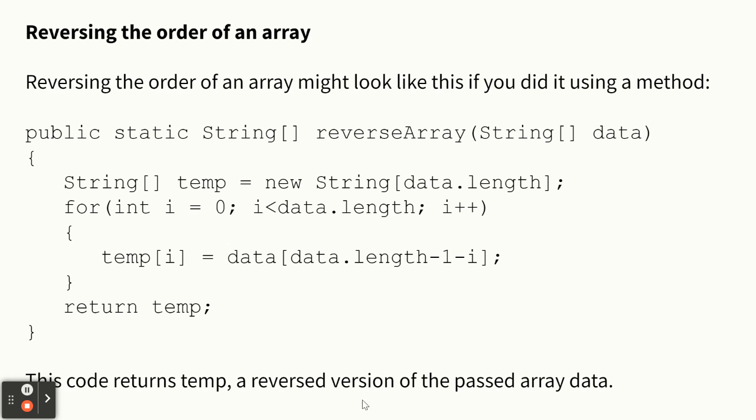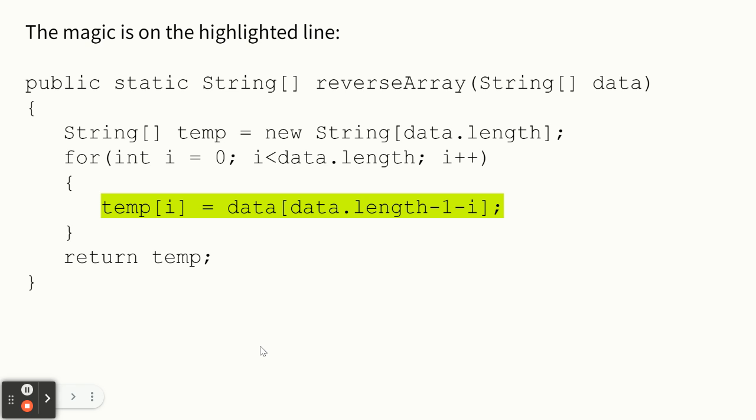And then at the end, I just return temp. I think I have a picture where I show you what it's doing. This is, I said, the magic is on this line where i is going from 0 up to the end of the array. And so we're setting temp[i] to the last element of data, which is data.length - 1. Remember, that's the last element. And then we're minus i. So when i is 0, it is the last element. And then when i is 1, it's the second to the last, and so on.